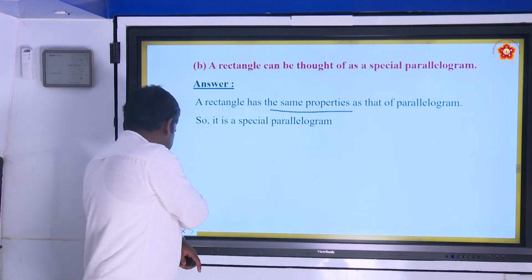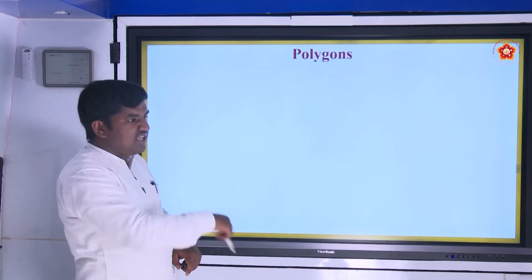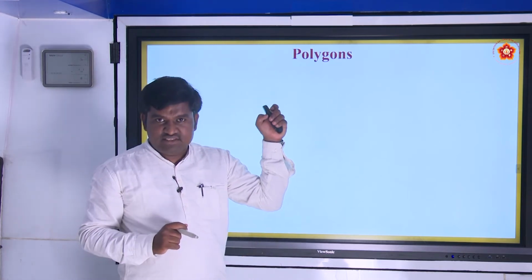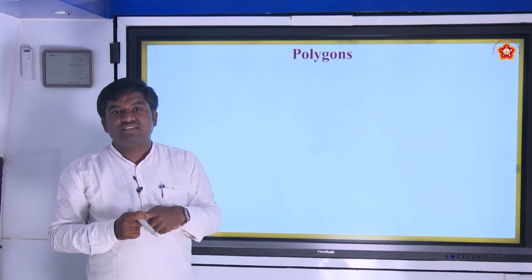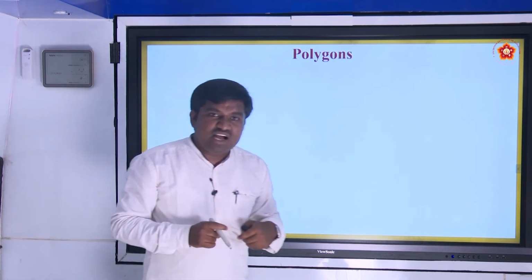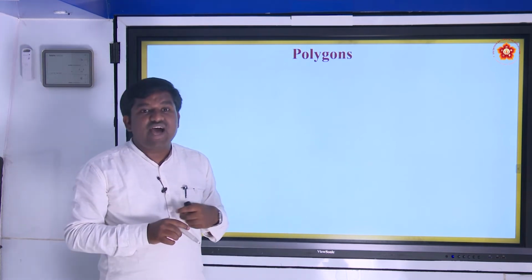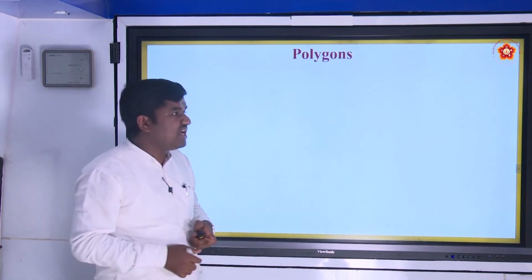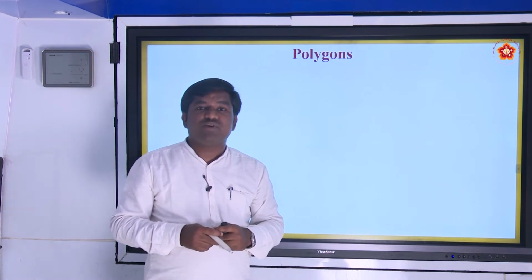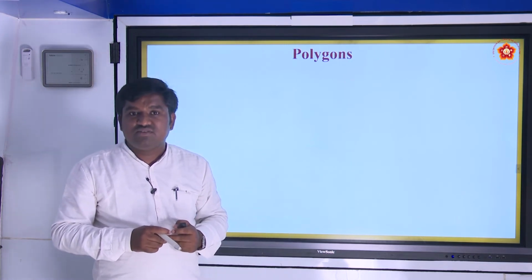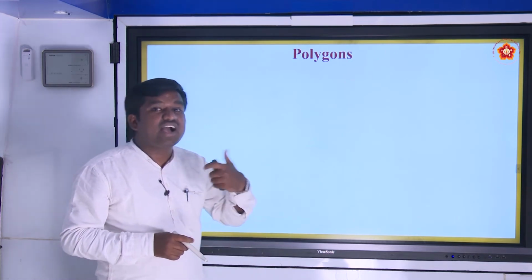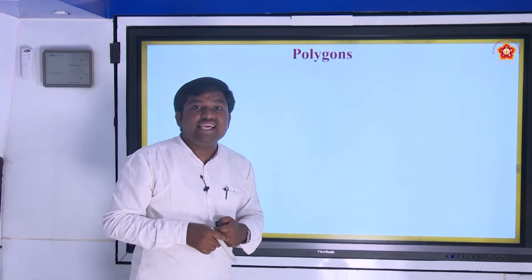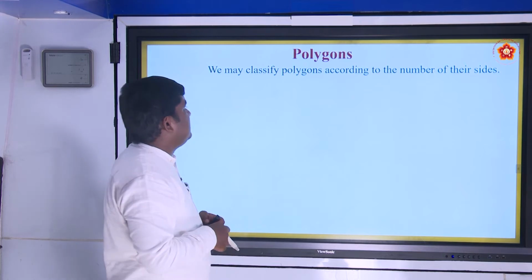Okay. Next, in this class, we will study about polygons. What is meant by polygons? Yes, the figure which has more than two sides is called a polygon. Okay, the polygon which has the least number of sides, which is that? Yes, very good. Triangle. Triangle is a polygon that has the least number of sides.